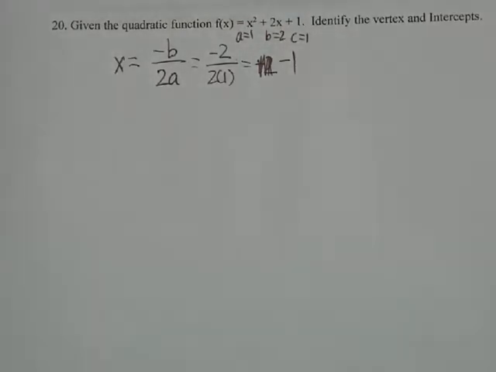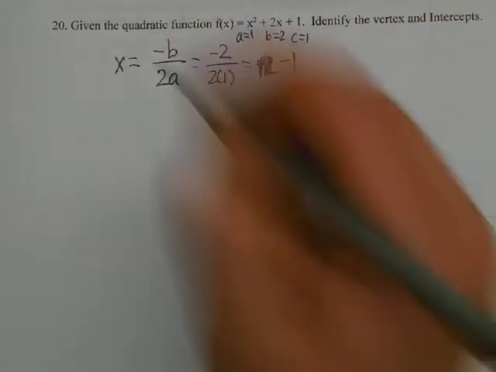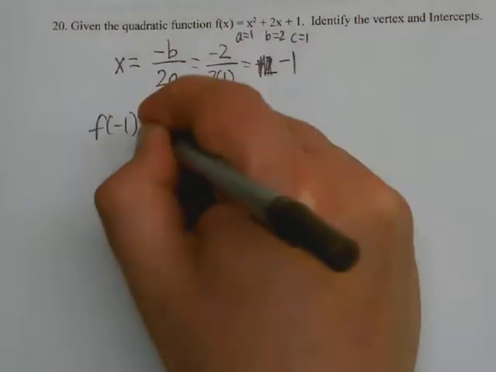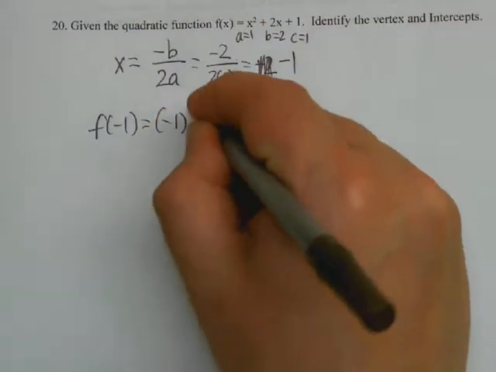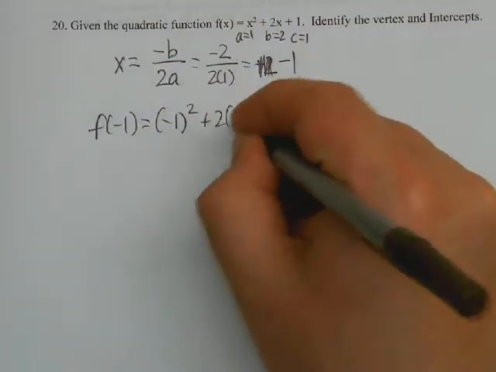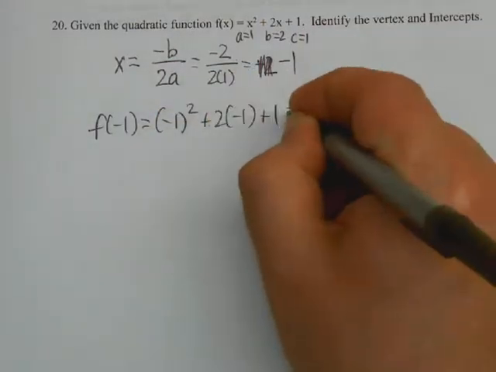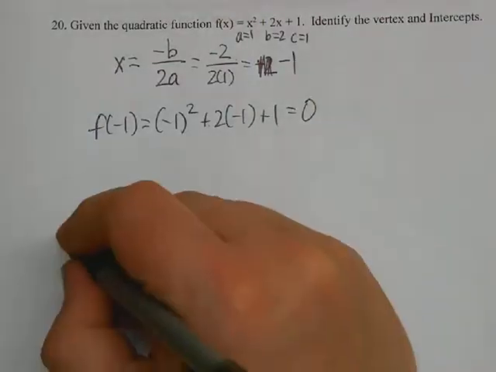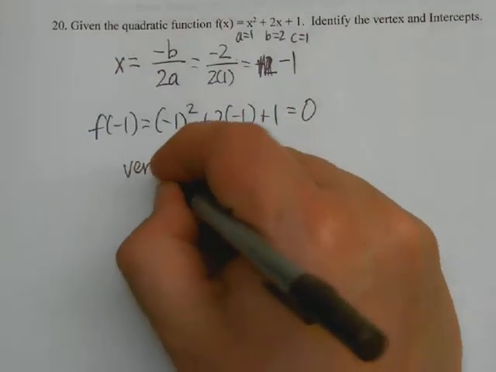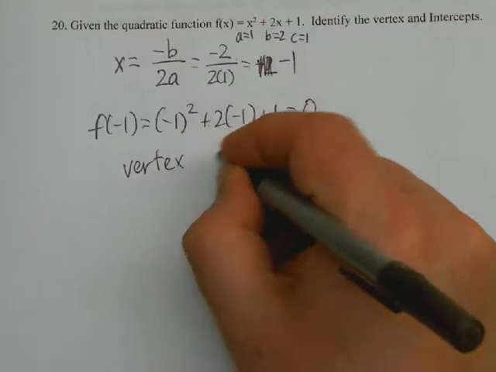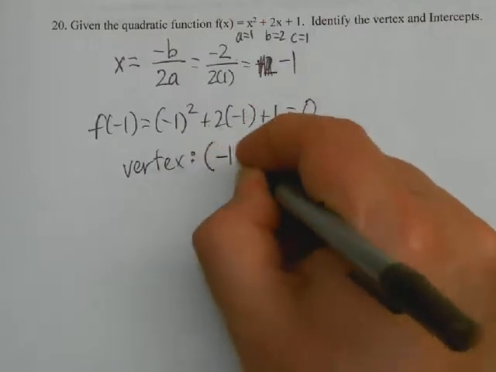But that isn't the whole vertex. That is just the x-coordinate. So I find f of negative 1, negative 1 squared, plus 2 times negative 1, plus 1, and I get 0. So the vertex is at negative 1, 0.